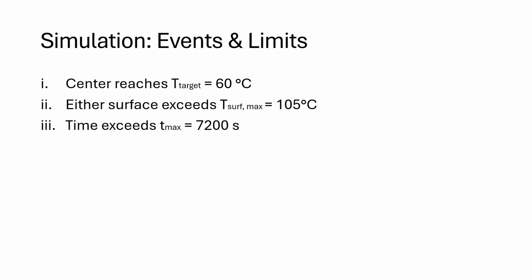The next part of this project is to run a simulation until the earliest of these three conditions occur. 1. The center of the wall reaches a target temperature of 60 degrees Celsius, which is a typical and realistic midpoint for heat penetration, and a common activation temperature for chemical processes.